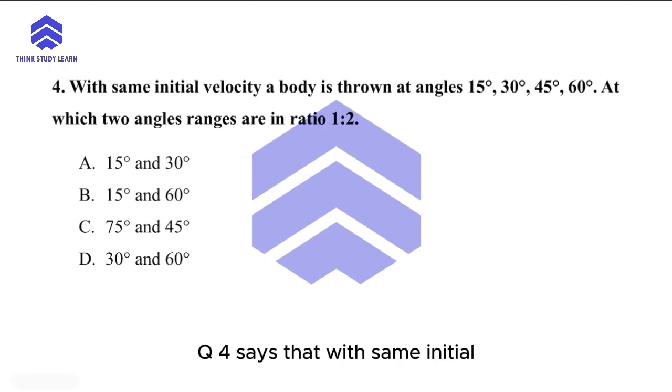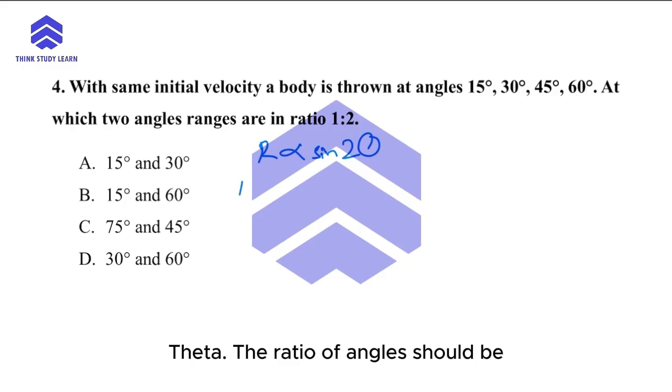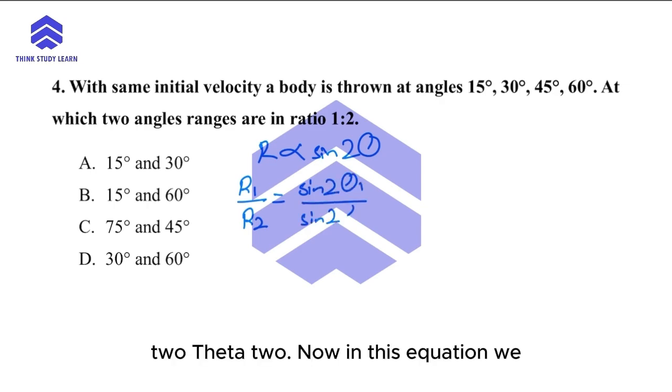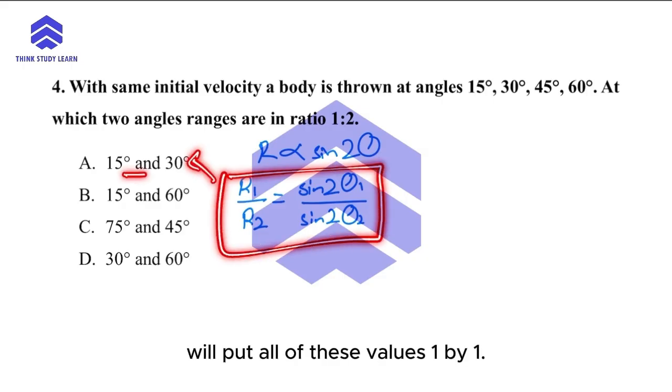Question 4 says that with same initial velocity, a body is thrown at angle 15 degree, 30 degree, 45 degree and 60 degree, at which two angle ranges are in the ratio 1:2. As we know that the range is directly proportional to sine 2 theta. The ratio of angles should be R1 divided by R2, which is equal to sine 2 theta 1 divided by sine 2 theta 2. Now in this equation we will put all of these values one by one.